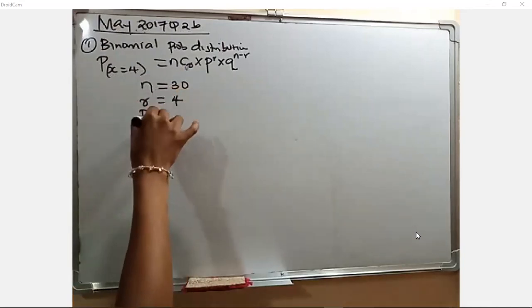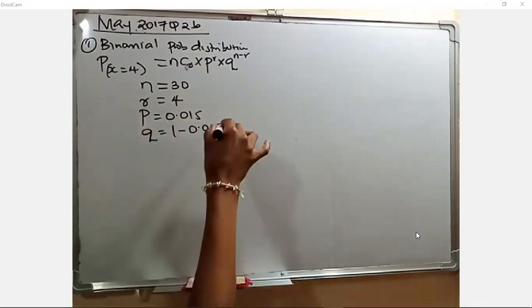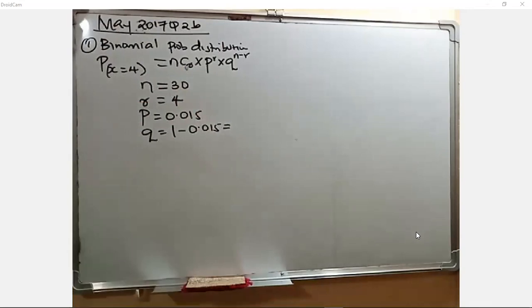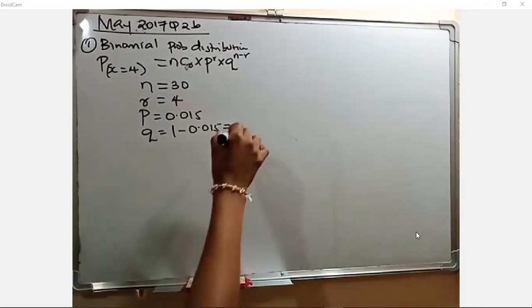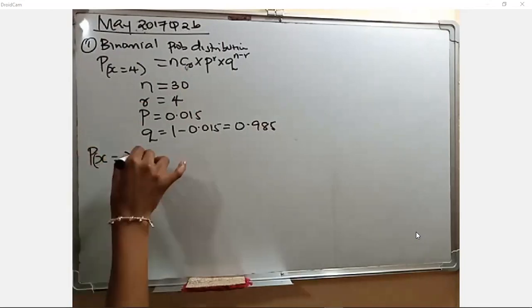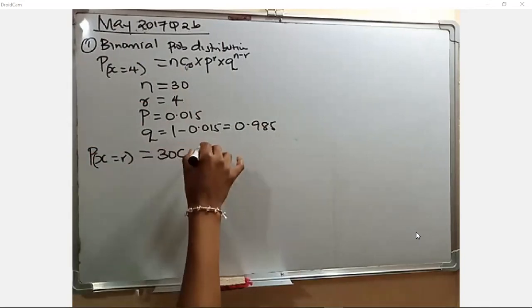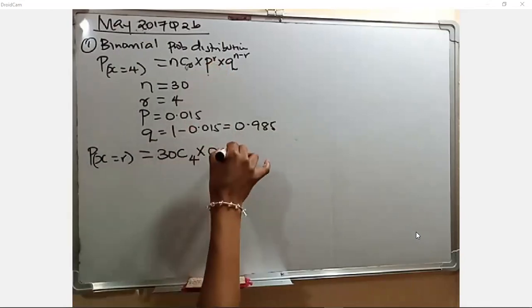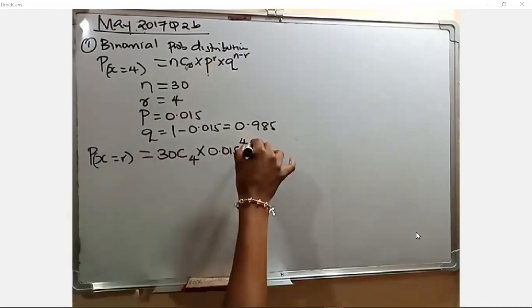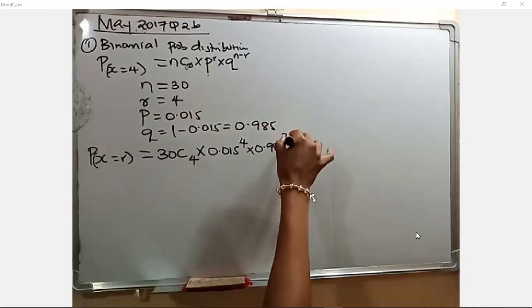The probability of success we have been given is 0.015, then the probability of failure will be 1 minus 0.015, which is equal to 0.985. Now, we can do our question by saying P of x being r should be equal to 30 combination 4, times our p, which is 0.015, raised to power r, which is 4, times 0.985, which is the probability of failure, raised to power n, which is 30, minus 4.